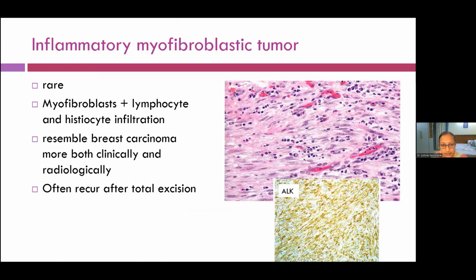Another tumor in the intermediate category is your inflammatory myofibroblastic tumor. It's very rare. Here again, you have these spindle myofibroblasts with a lot of inflammation. They can also resemble breast carcinoma clinically and radiologically. So again, these tumors are positive for markers like smooth muscle actin. And a particularly helpful marker would be ALK, though it may not be positive in all cases.